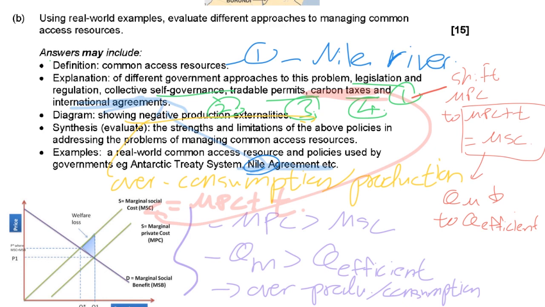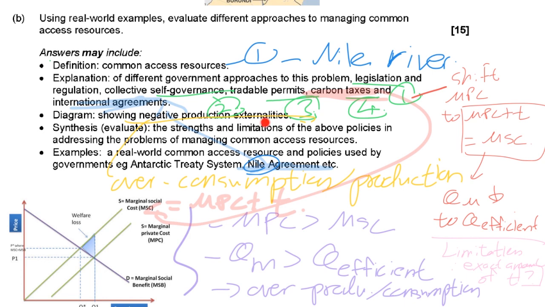Okay, so after we put in the strength, we have to put in the limitations. The limitation of the carbon tax is that we do not know the exact amount of tax we have to put to make the MSC and MPC equalize. So this would be the limitation. These are the strength and limitations.